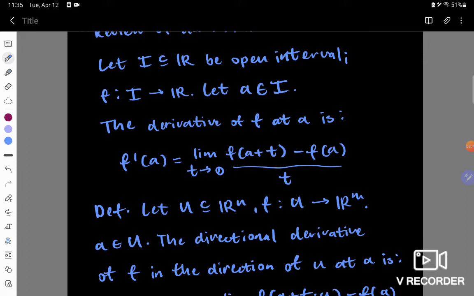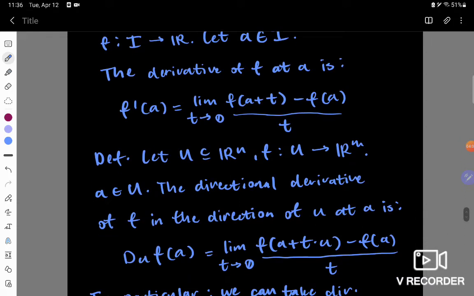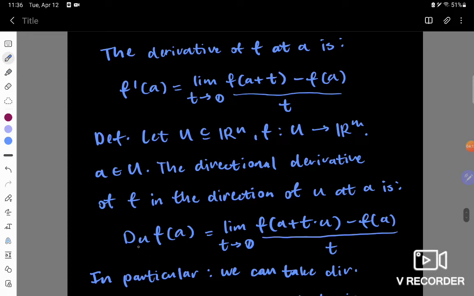So we have this map from U in R^n to R^m, and we take some point a in our domain as we did in one dimension, and we want to define this idea of directional derivative with respect to some vector u. So we're given a vector, and we want to find the derivative in that component or direction, basically. And our directional derivative of f in the direction of u at a point a is going to be notated, first of all, big D sub u f of a, and this is the differentiation operator.